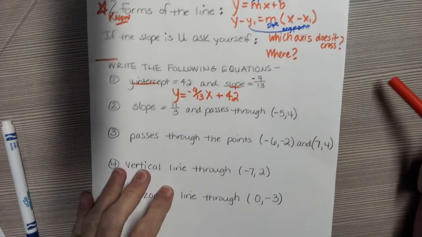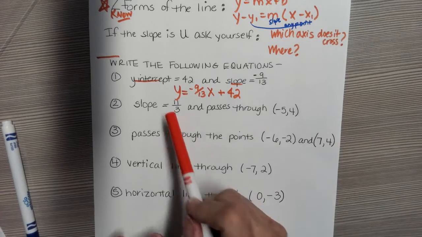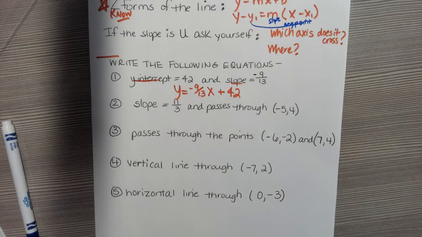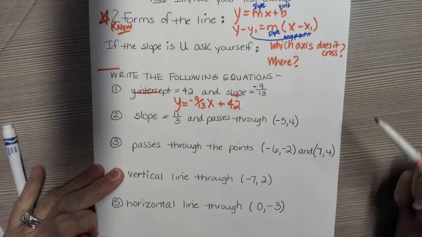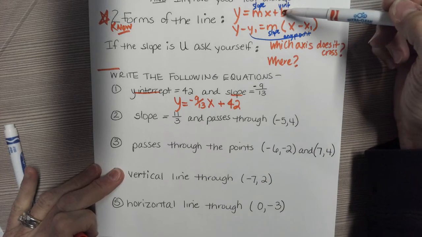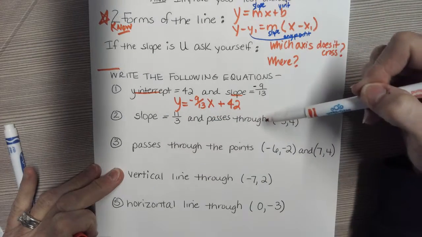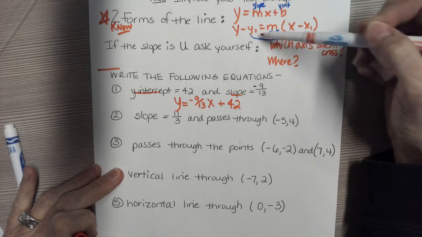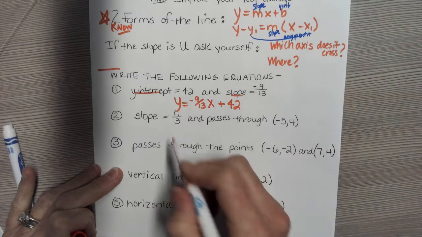Second example. I gave you a slope and a point that it passes through. Again, if you compare your two forms up here, slope, y-intercept, nope, I don't have that. I have slope and a point. Slope and a point, yep, that's what I have. So that's the form I'm going to use.